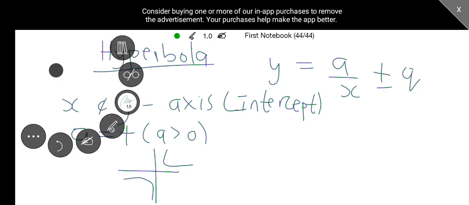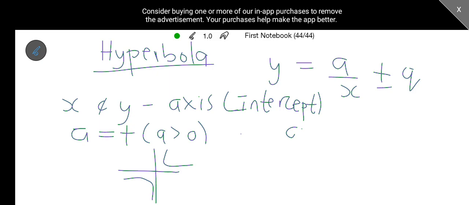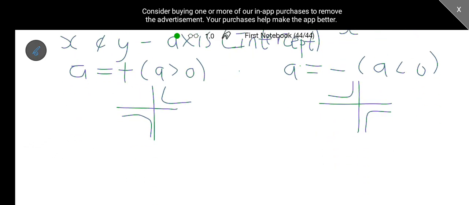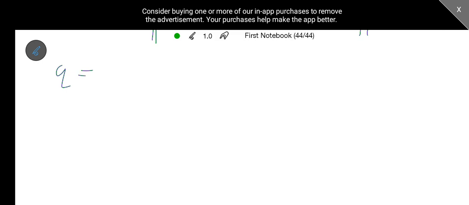And again, we can say that if a is negative, or if a is less than 0, our graph lies in the second as well as the fourth quadrant. And the quadrants are separated by an asymptote. So, let's talk about the value of q. What is q? Q is what we call an asymptote.